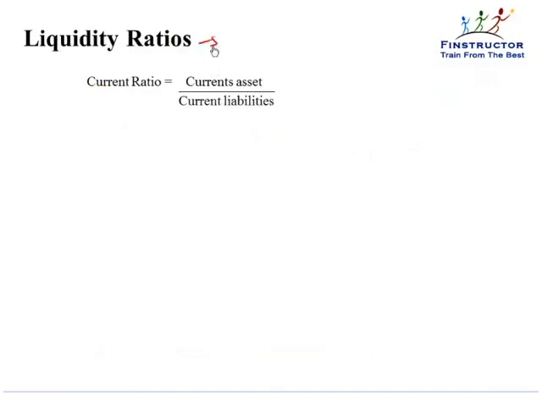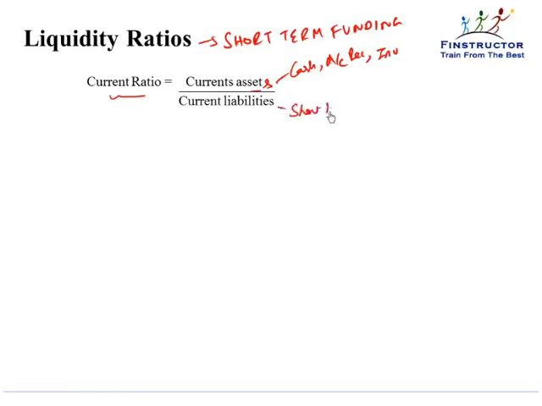Liquidity ratios tell us about the short-term funding position of the company. Does it have enough cash to meet its short-term liabilities? The first ratio in this regard is called the current ratio, which is calculated as the current assets divided by the current liabilities. So current assets include cash, marketable securities, accounts receivable, inventories, etc. Current liabilities are short-term notes payable or current portion of the long-term debt, accounts payable, etc.